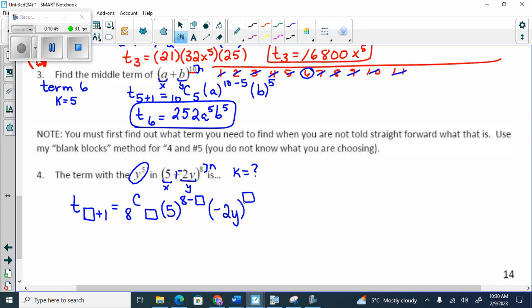Anyone have an idea what the box could be? If I need a y to the 5? Ultimately, I need a term with y to the exponent 5. Anyone know? Is it 5? It's just 5. Yes!